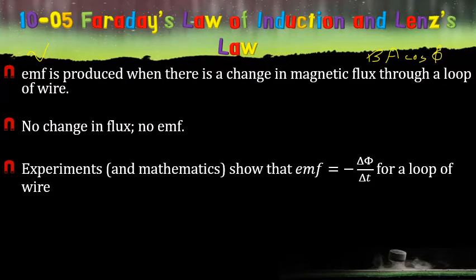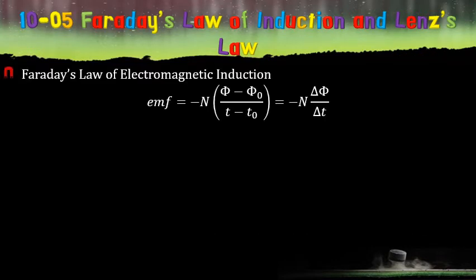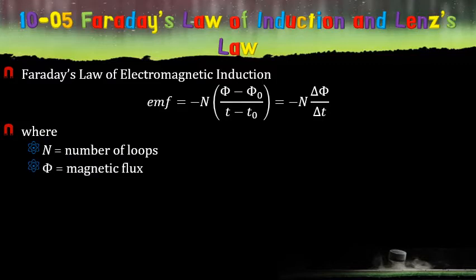Experiments and mathematics show that the EMF equals negative change in flux over change in time for a loop of wire. If there is more than one loop, we multiply that by the number of loops. That gives you Faraday's law of electromagnetic induction. EMF equals negative N times the change in flux over the change in time. N is the number of loops, then magnetic flux, then time.